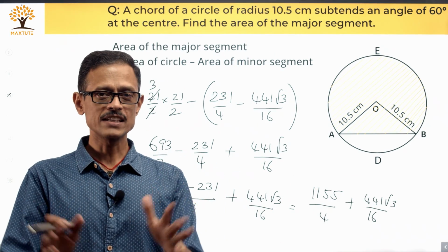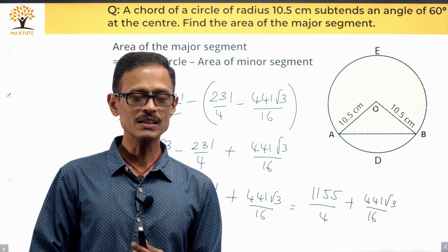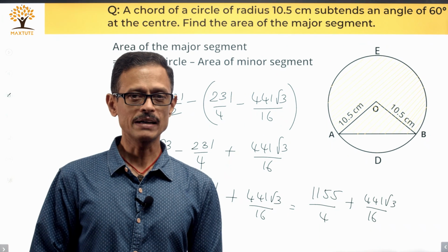How to compute the minor segment area? The area of the sector minus the area of the triangle. How to compute the area of the major segment? The area of the circle minus the area of the minor segment.